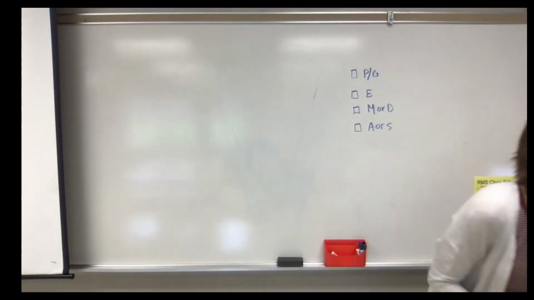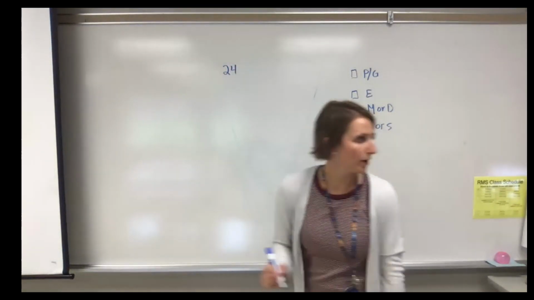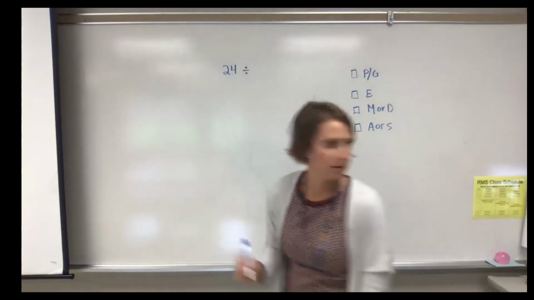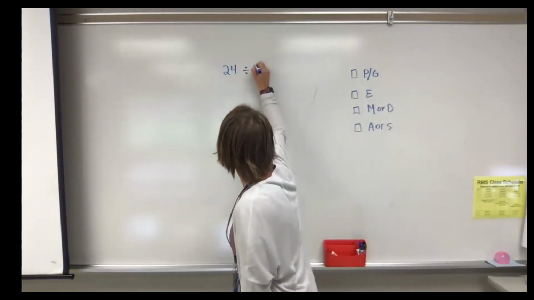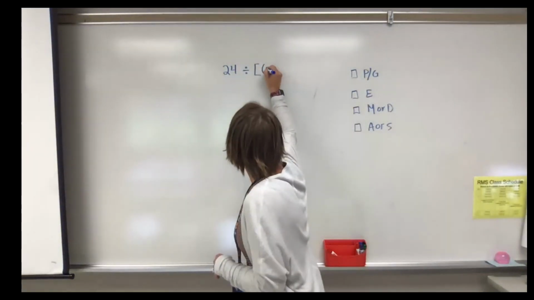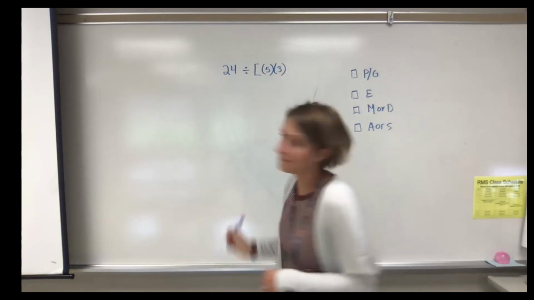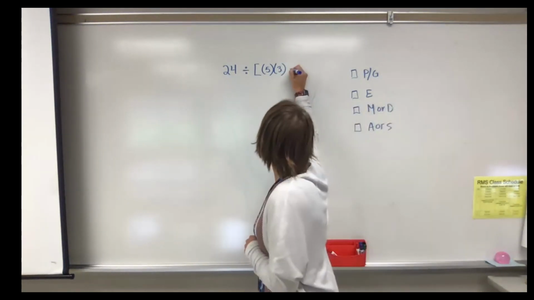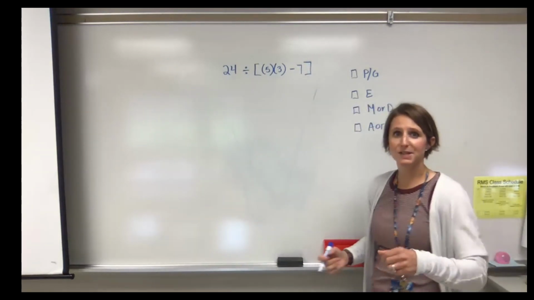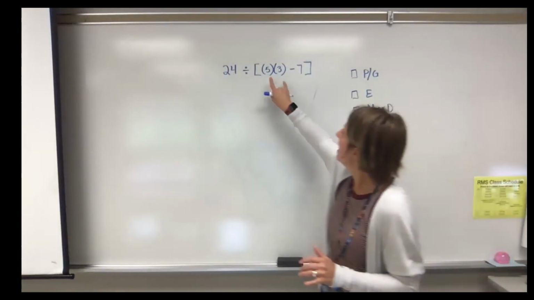All right, here's our final one. Are you ready? 24 divided by bracket, which is a type of grouping symbol, 5 times 3 minus 7. There's my expression. Okay, let's talk about a few things.